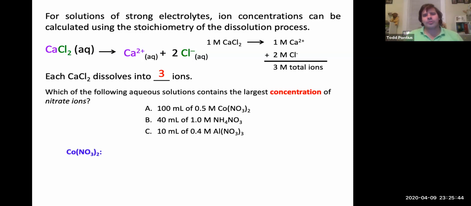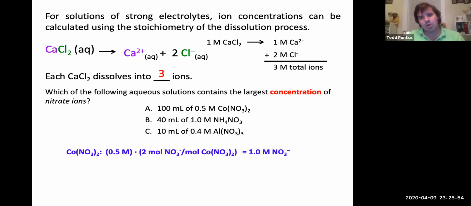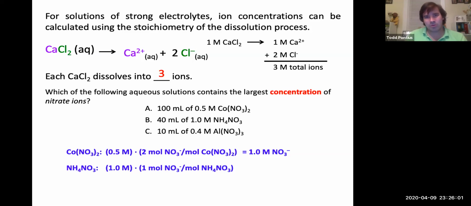So for the cobalt nitrate, we have 0.5 molar cobalt nitrate. For every 1 cobalt nitrate, we get 2 nitrates. So the actual concentration of nitrate would be 1 molar. And we go down to this ammonium nitrate. It is 1 molar, but for every 1 ammonium nitrate, we only get 1 nitrate. So it's still just 1 molar. Okay, so far we have a tie.